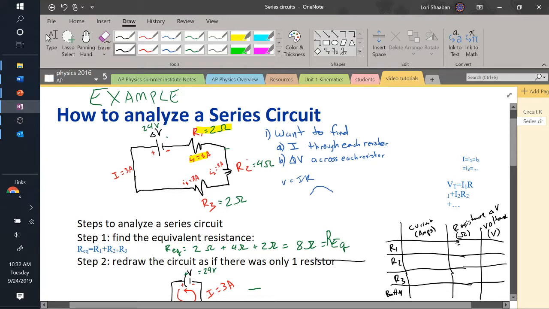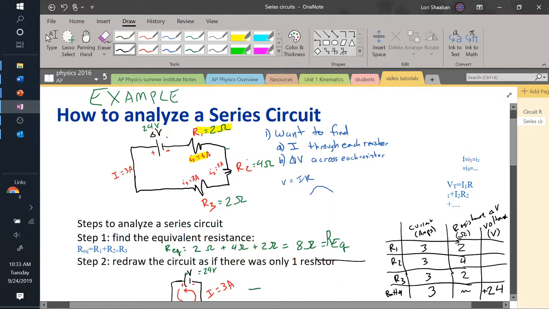So R1 we said was 2, 4, 2. The battery does have some internal resistance, but we're not going to count any of that. We're going to say it's 0. We know that the battery gains voltage. We know that there's 3 amps through each of these.